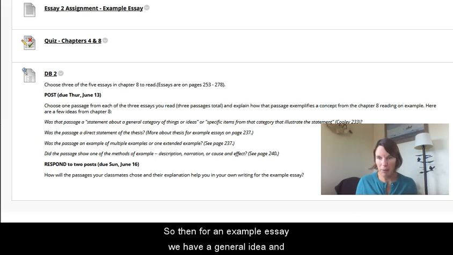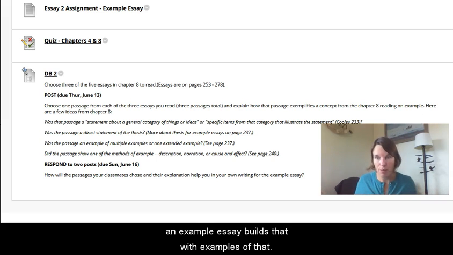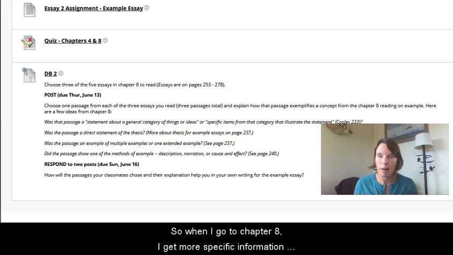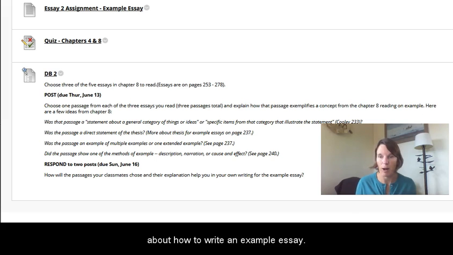So for an example essay, we have a general idea, and the example essay builds that with examples of that. When I go to chapter 8, I get more specific information about how to write an example essay.